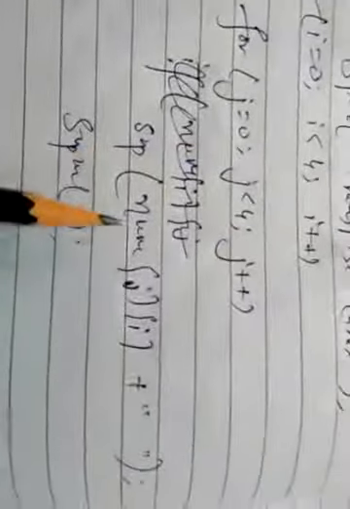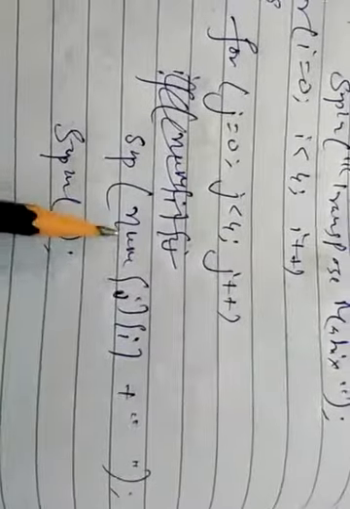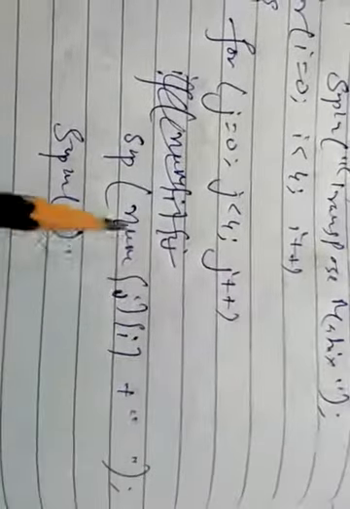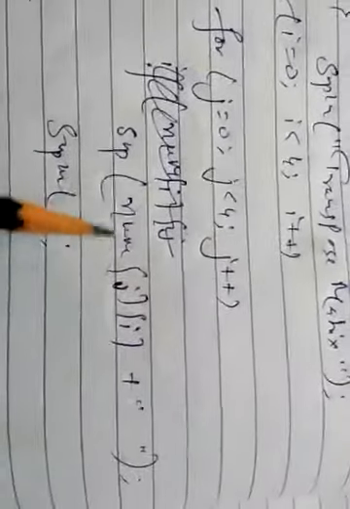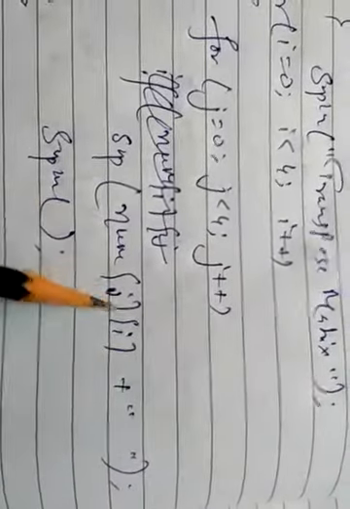This is the main statement for printing the transpose: SOP num[j][i]. So we write the opposite, j of i. This will be printed column-wise, because num[i][j] would be printed row-wise. So this is the code for printing the transpose of the matrix.